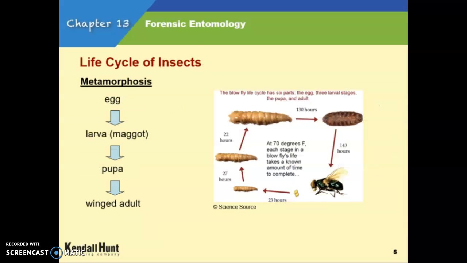The life cycle of insects is one of the things that we have to look at when we talk about forensic entomology. We start with an egg, which will then metamorphose into a maggot or a larva, which will then turn into a pupa and then a winged adult. So here is the blowfly life cycle, okay? And blowflies are one of the very common ones that are found on corpses. Within 23 hours, we'll have eggs turn into a larva or a maggot, right? And then that maggot grows, okay? It's just showing it growing until it turns into a pupa at 130 hours, and then at 143 hours, it becomes a winged adult.